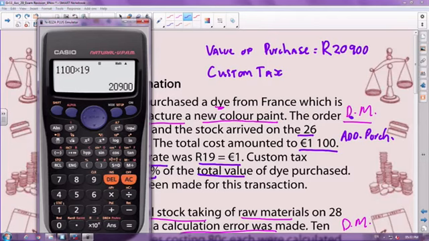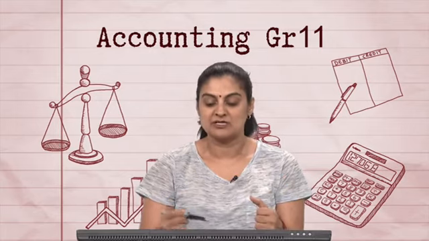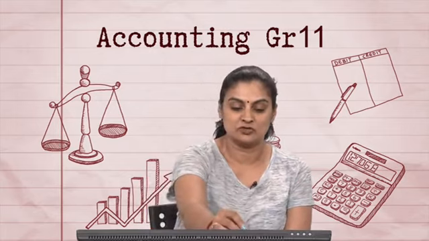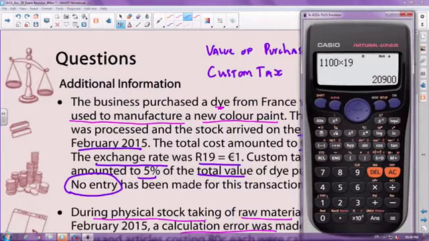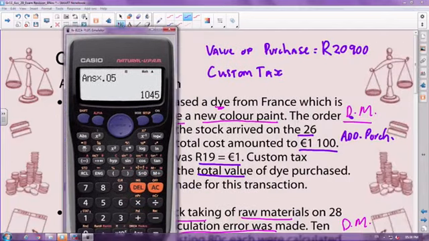Right, the custom tax. Obviously you guys are aware of custom duties, import duties. So your custom tax amounts to 5% of the total value of the dye purchased. So that's the value; 5% is the additional tax that the business has to pay. So the custom tax is 1,045 Rand. You guys with me?